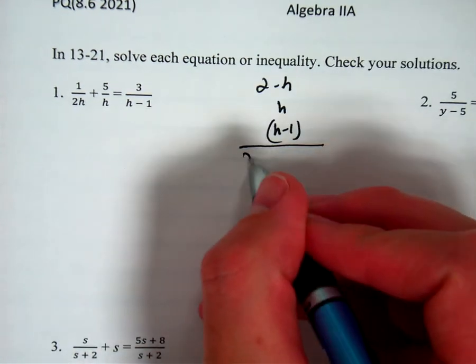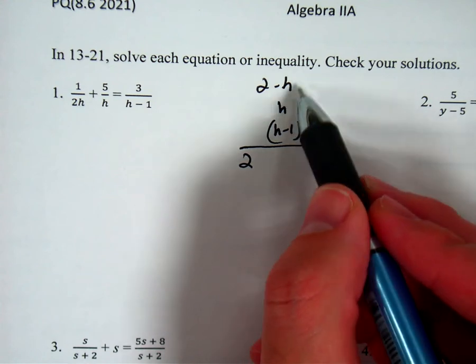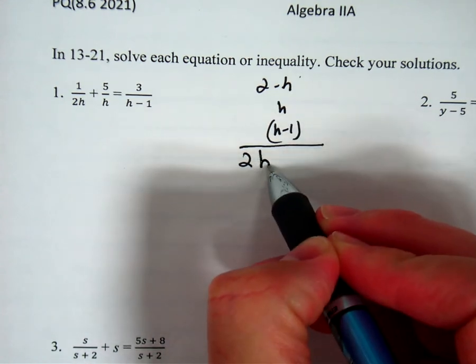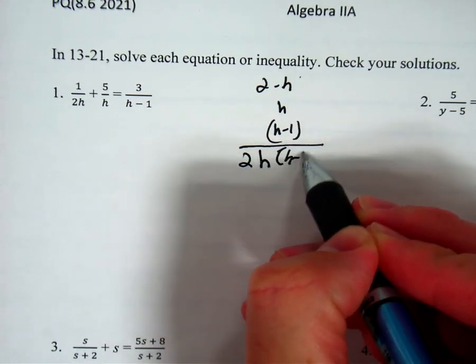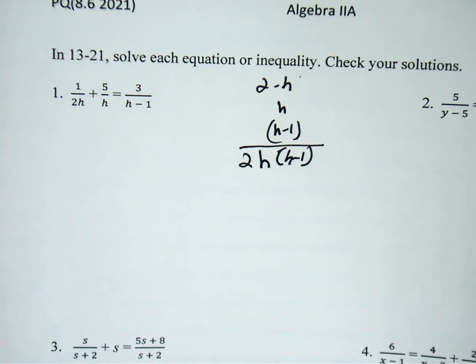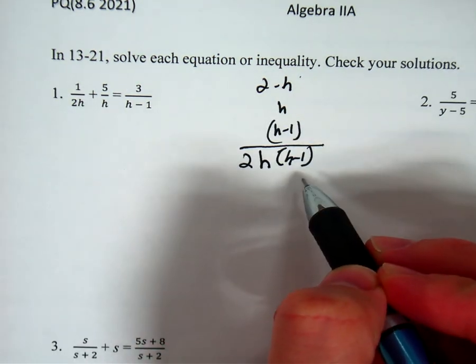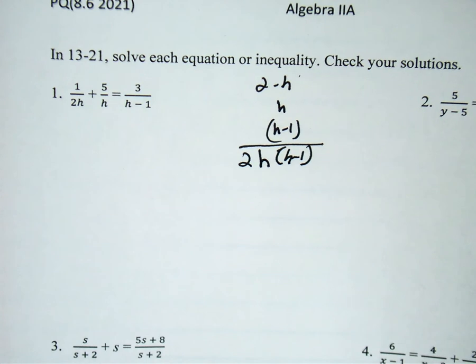We got a 2, have to use that. H and h, they're both h to the first, so it doesn't matter which one we use. And then we have h minus 1 in parentheses. So there is our common denominator that we would be getting. Okay, we're going to multiply that to everything.